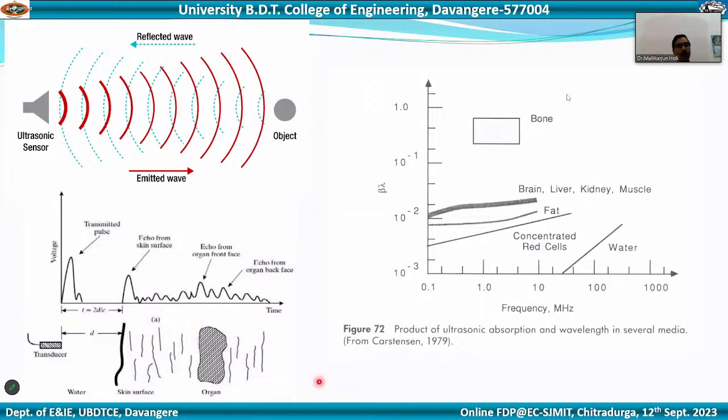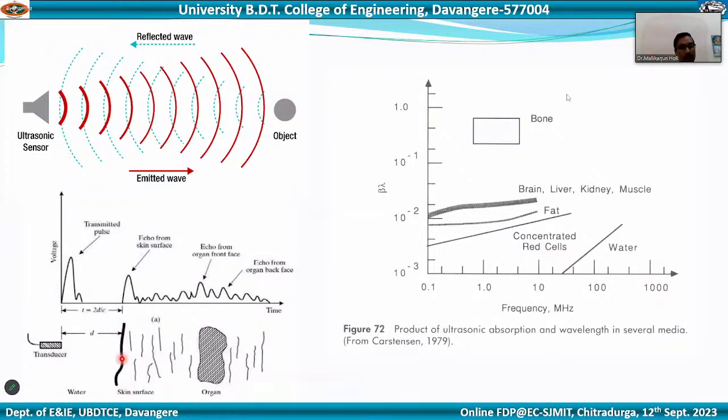So this is the graph which provides very clear-cut information. This is the time x-axis, this is the voltage. This is a transmitted pulse from an ultrasound transducer. Here, assume this is the human body. This is the skin surface.